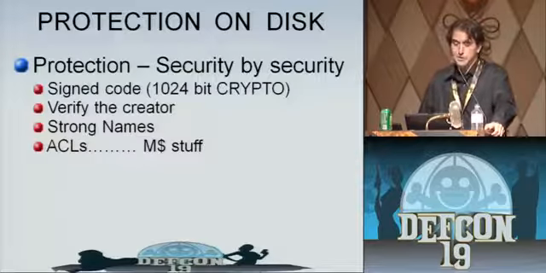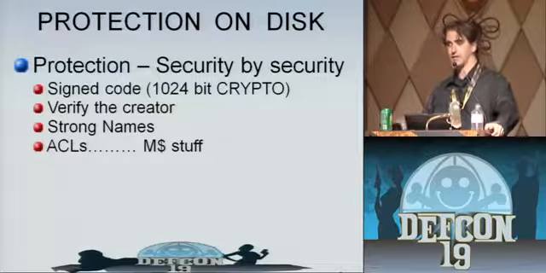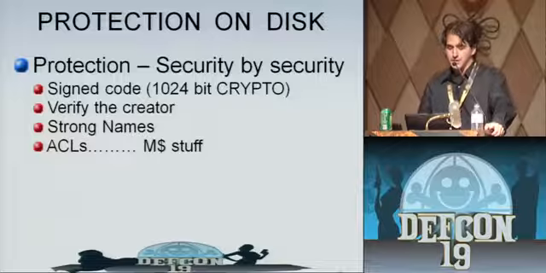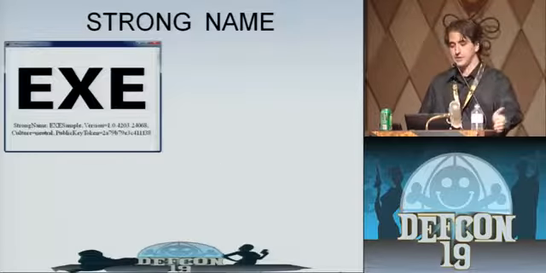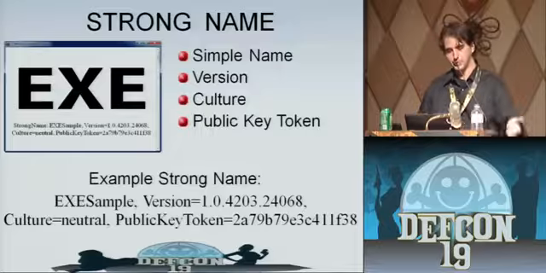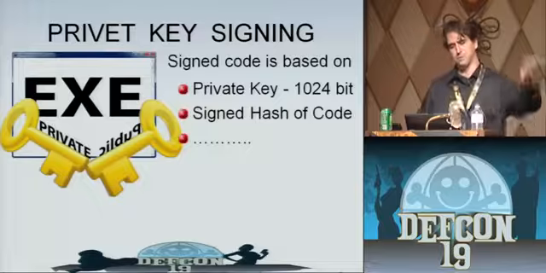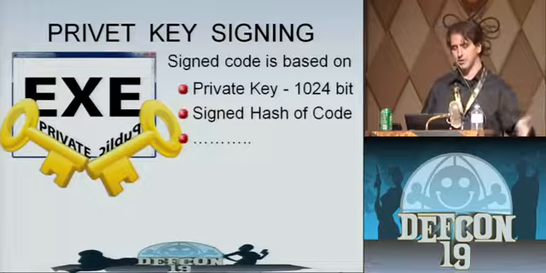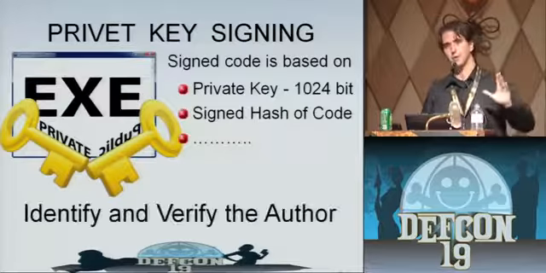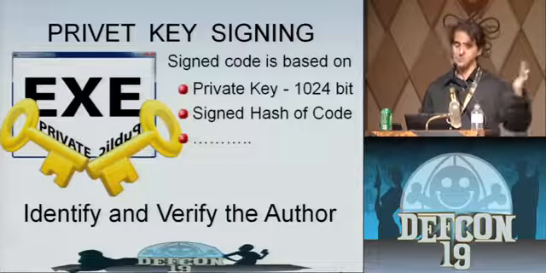There's security by signing. There's signed crypto code that Microsoft has put on your applications that can verify the creator, strong names, and so on. This shuts down tampering. This is a strong name. This is what it's constructed out of. If you actually don't know this stuff and you want to. Private key signing, 1024-bit crypto. This is impossible to break. It guarantees you that your author is the only person that has made the modifications.